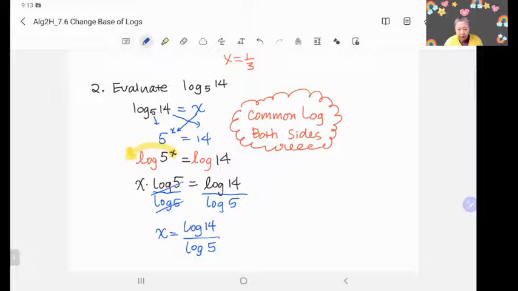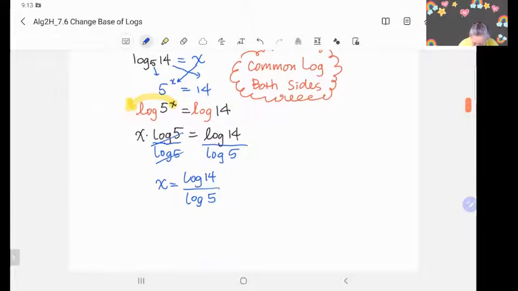Then by writing this, this is the exact value. Then if you use your calculator, type log with 14 and a division sign and log with 5, then you can get an approximation, 1.64. It goes forever, and then you round it, then this is the approximation.